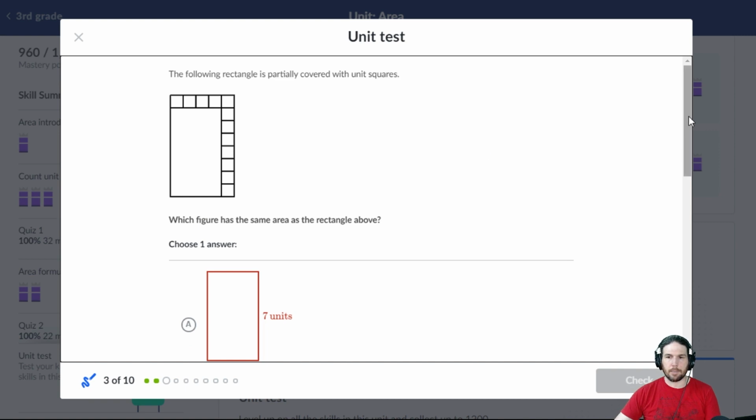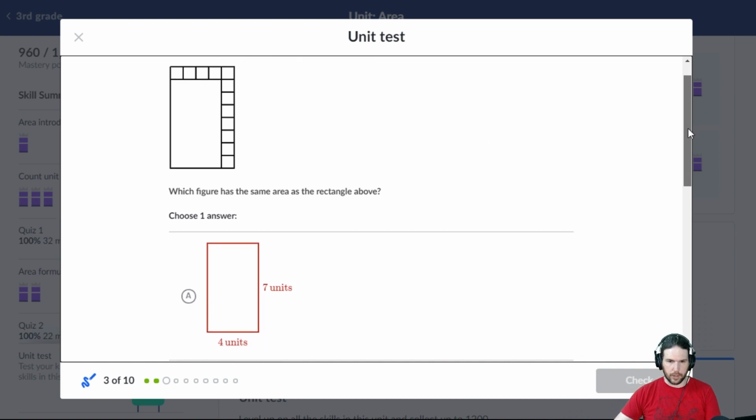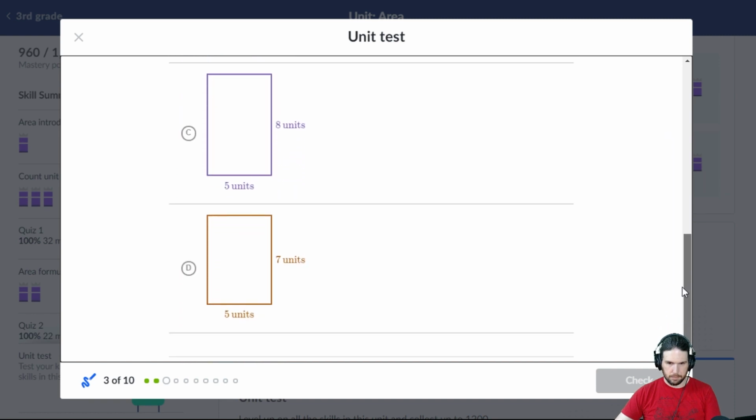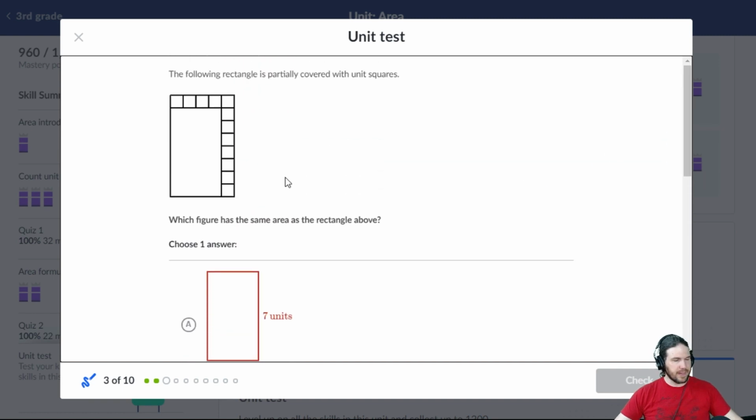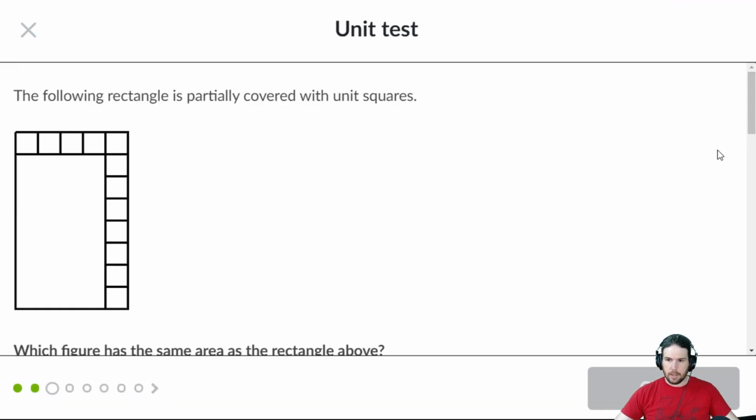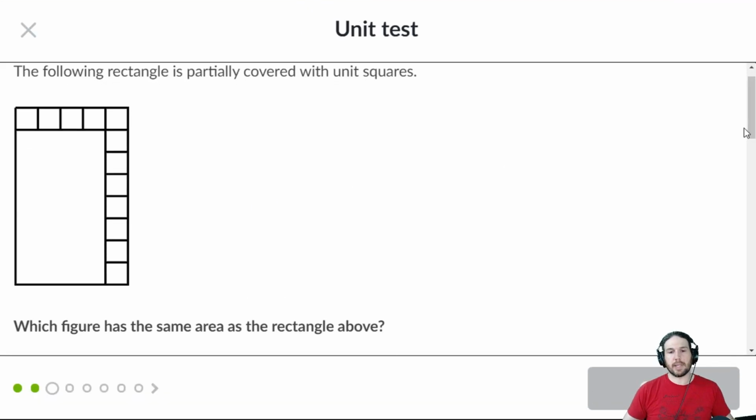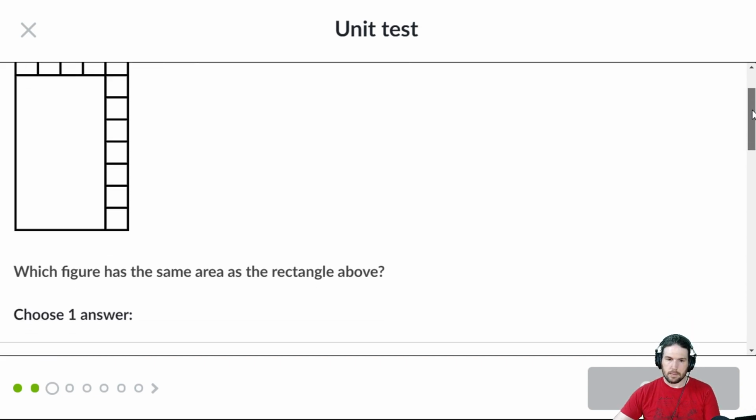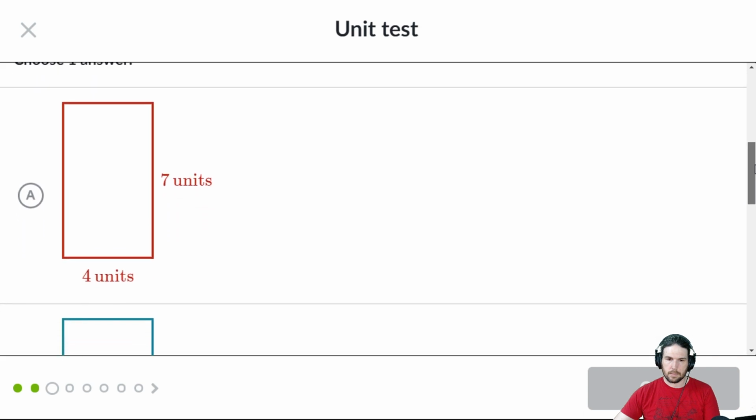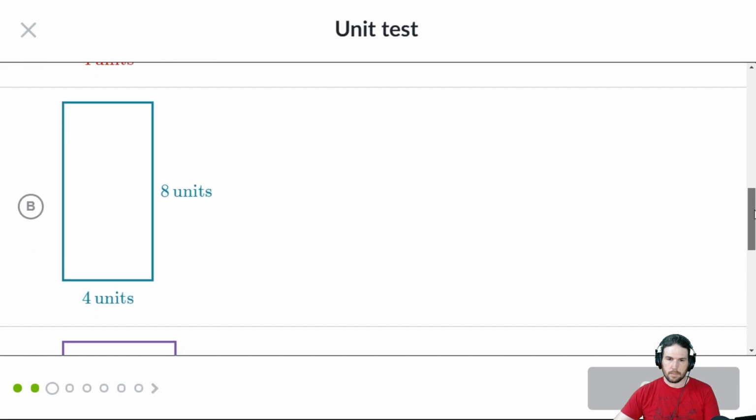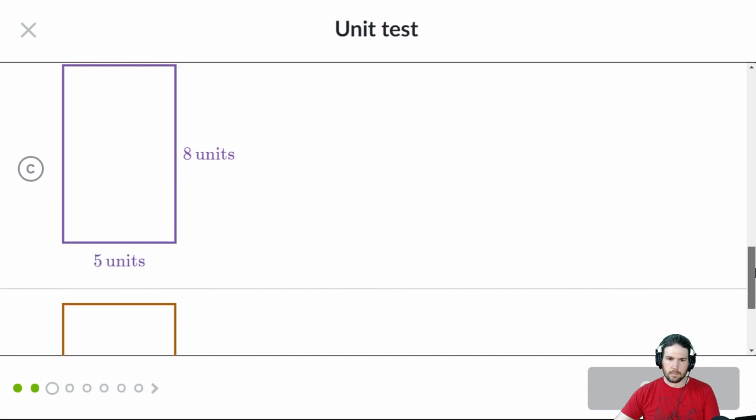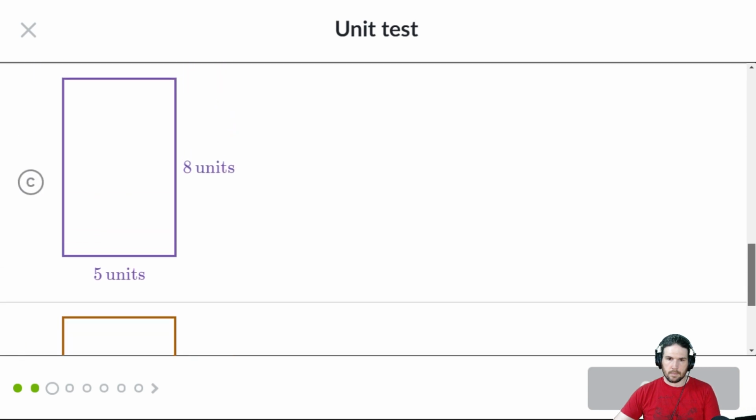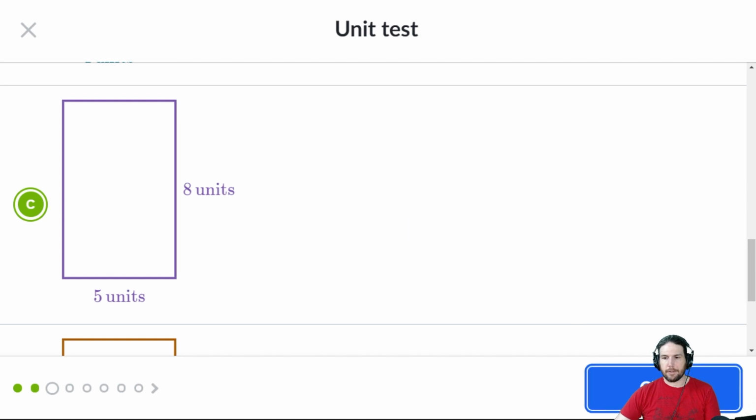The following rectangle is partially covered with unit squares. Which figure has the same area? So find the area. Here, I'll zoom in. Find the area, and then I'll slowly scroll down until we find the right one. Well, that rectangle's 8 by 5.